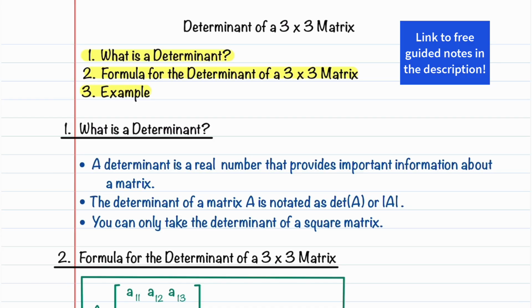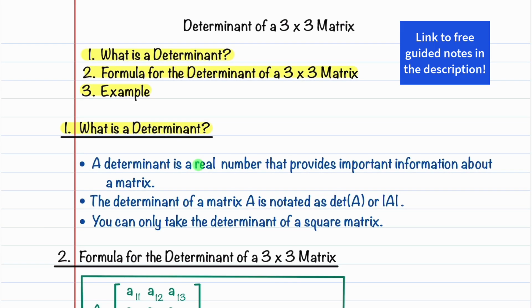Let's begin with a few important facts about determinants. A determinant is a real number that provides important information about a matrix. The determinant of a matrix can be denoted as det of A or A with a solid bar on each side. The last thing you need to know is that you can only take the determinant of a square matrix. So if a matrix is not square, you can't find the determinant.